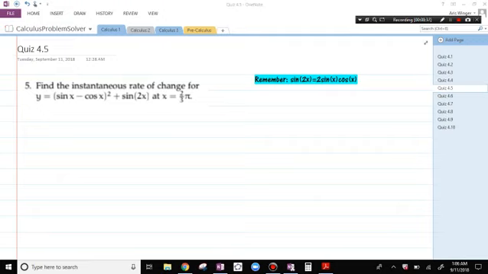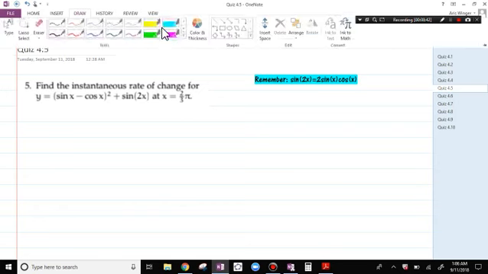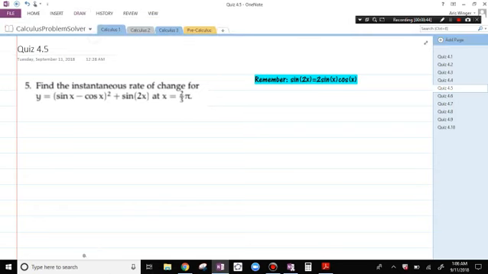Find the instantaneous rate of change for y equals this. This means find the derivative. We're going to do some simplifying first. We've got y equals (sine x minus cosine x) squared plus the sine of 2x.